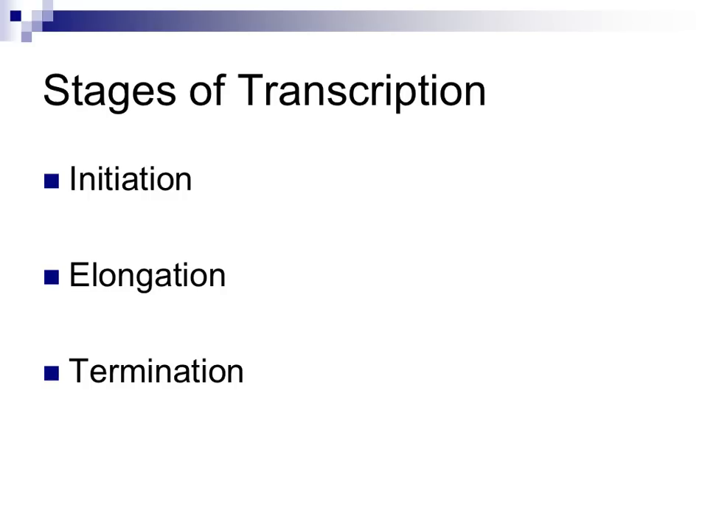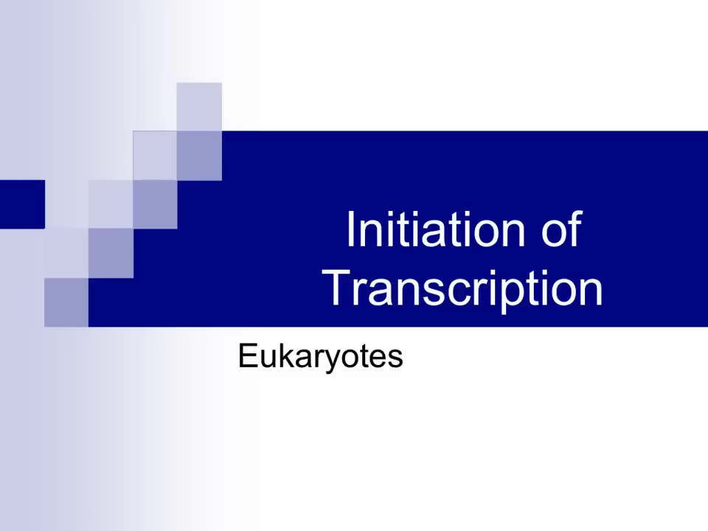All right, for the stages of transcription, we have three main stages of transcription: initiation, elongation, and termination. We will now look at each of those stages and what occurs during those stages. We're going to start with initiation of transcription. Now we are going to focus right now on eukaryotes, but later we will discuss what is different with prokaryotes.